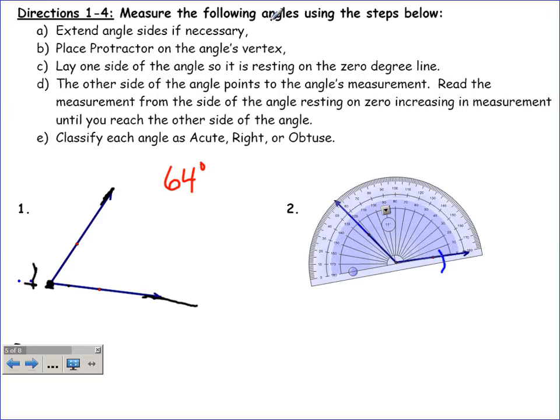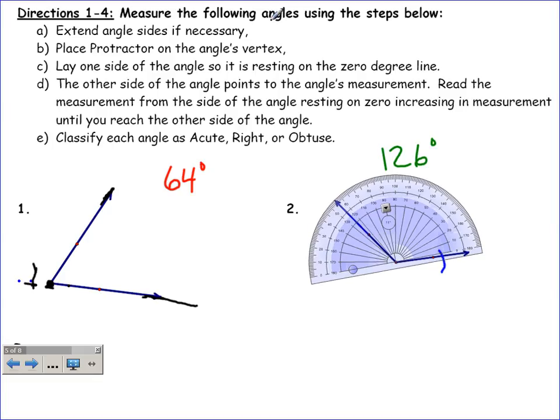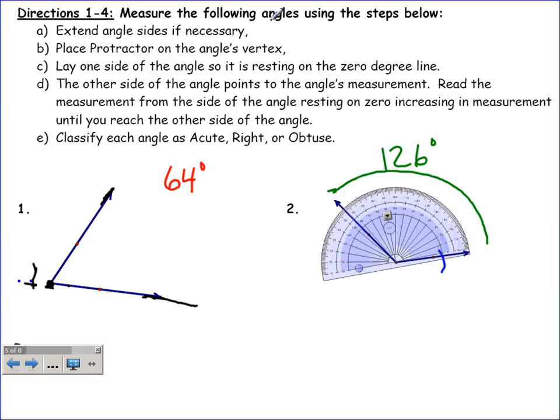Which one's it going to be? 126. So you're going to say 126, is that what we're calling it? That's what we're calling it. The way that you're looking at this is, this is 0, and we go all the way around over here. So we hit somewhere around 126. Try the next two on your own.